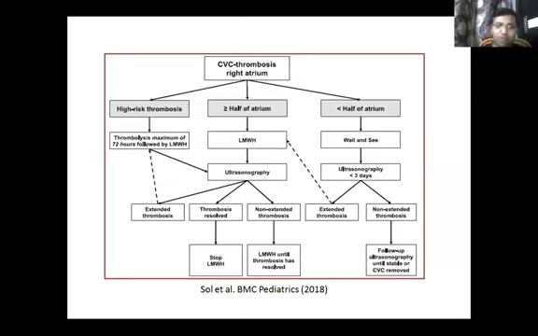Again, we have to do the ultrasonography, and depending on whether the thrombus is resolved or not, we give the treatment. If it is very small, we wait and watch. Repeat the ultrasound in less than 3 days. If the thrombus is extended, we start heparin. If it is not extended, we continue to follow.